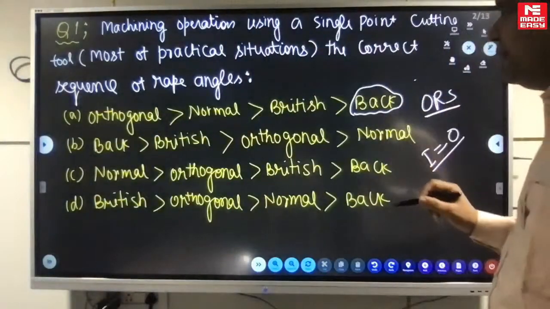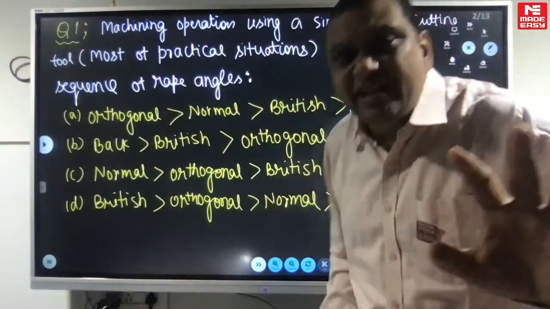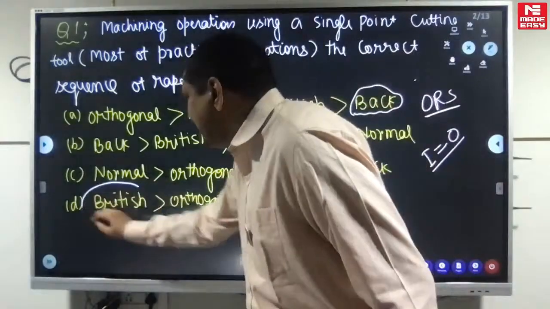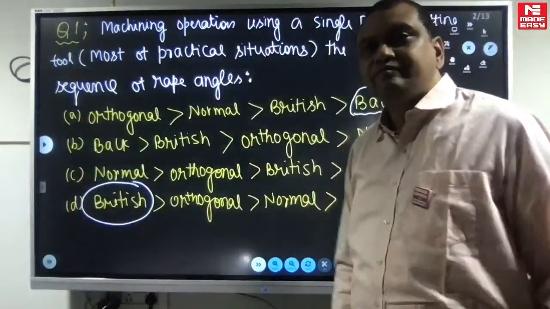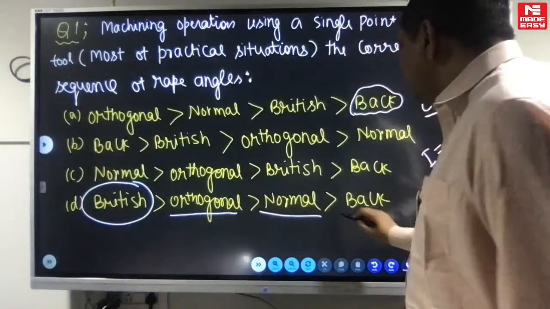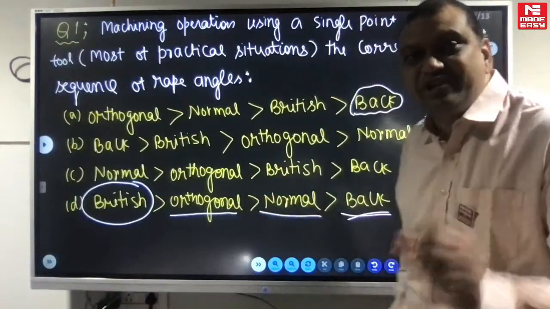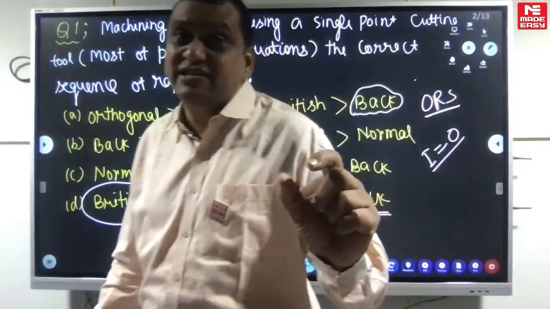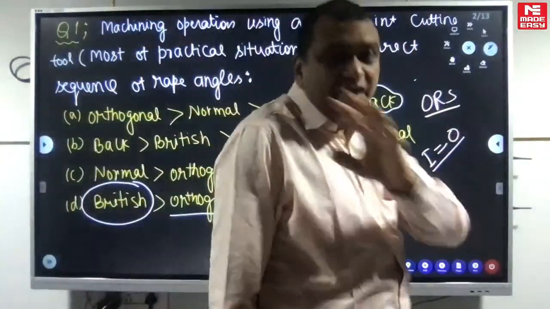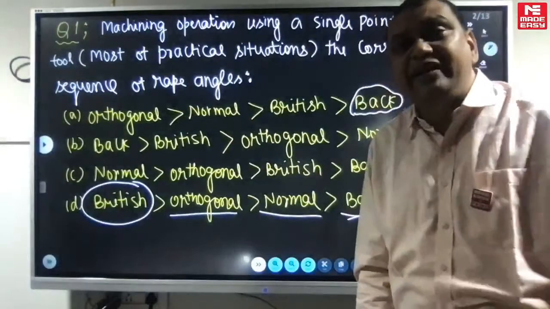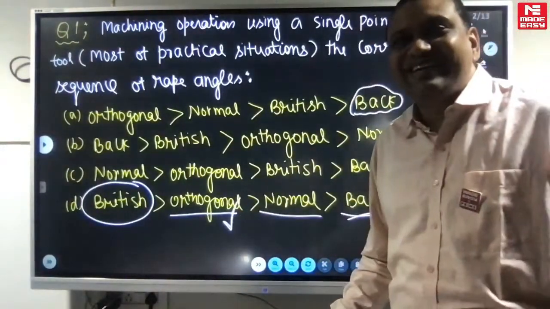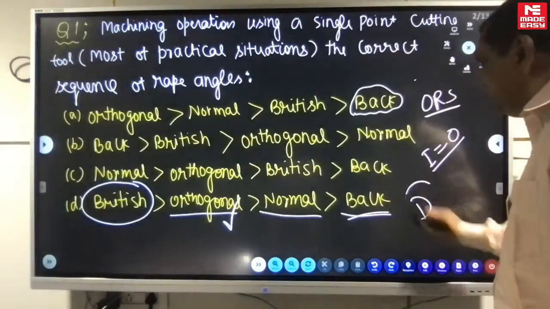So now, the back rake is the steepest slope, so the back rake angle will be the highest. Orthogonal rake will be more than the normal rake. And you know there is a relationship, I have given that formula in the class also, between the ASA and ORS systems. If you use that formula, in most practical cases, the orthogonal rake will come out to be more than the back rake. So here answer D is correct.